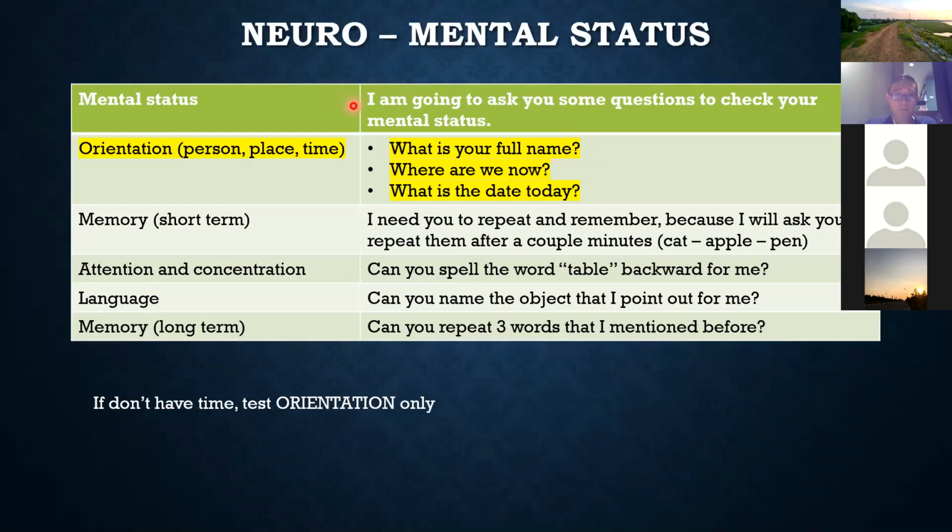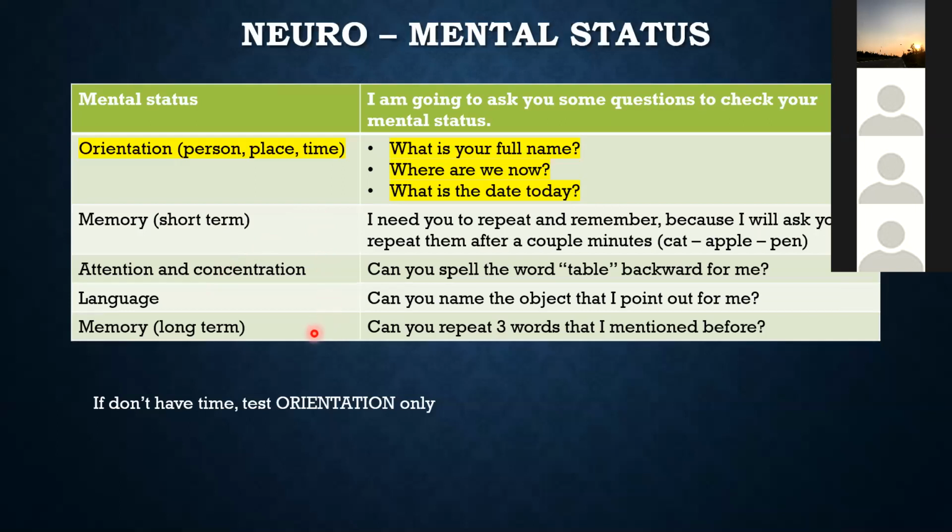For the neural, the mental status part, we have 4 parts here: the orientation, the memory. In the memory, we have short-term memory and long-term memory. And then attention and concentration, and language. For some reason, for example, when you are in the exam room and you don't have time to go through all the parts of the mental status, and you have to choose the most important part, go with the orientation. Okay, so 3 parts in the orientation: person, place, and time. After you ask all those 3 questions, you can decide whether the patient has a problem with the mental status or not.